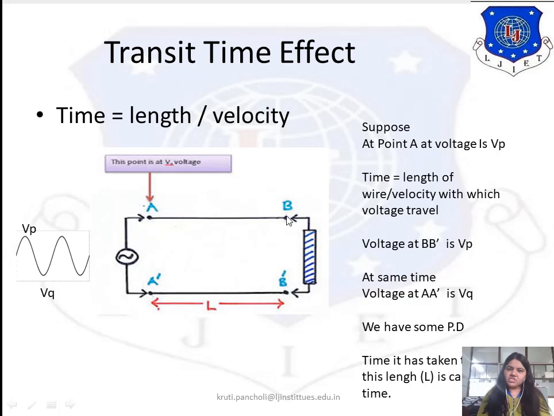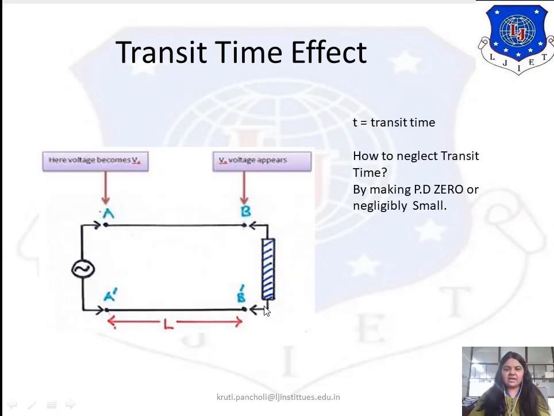Now at this point, the voltage is not Vp but Vq. So Vp and Vq are not the same, and we have some potential difference. The time taken to travel this particular length L is referred to as the transit time. So transit time is whatever time is required to go from AA dash to BB dash.